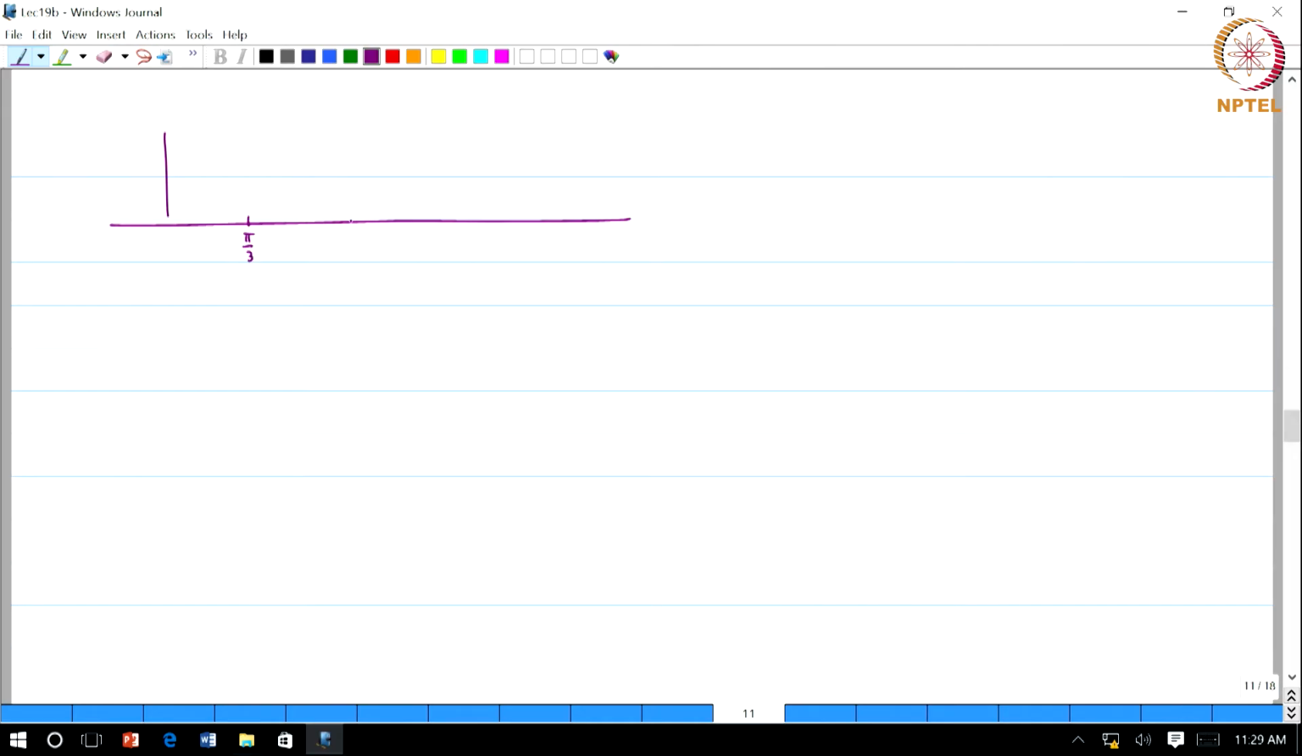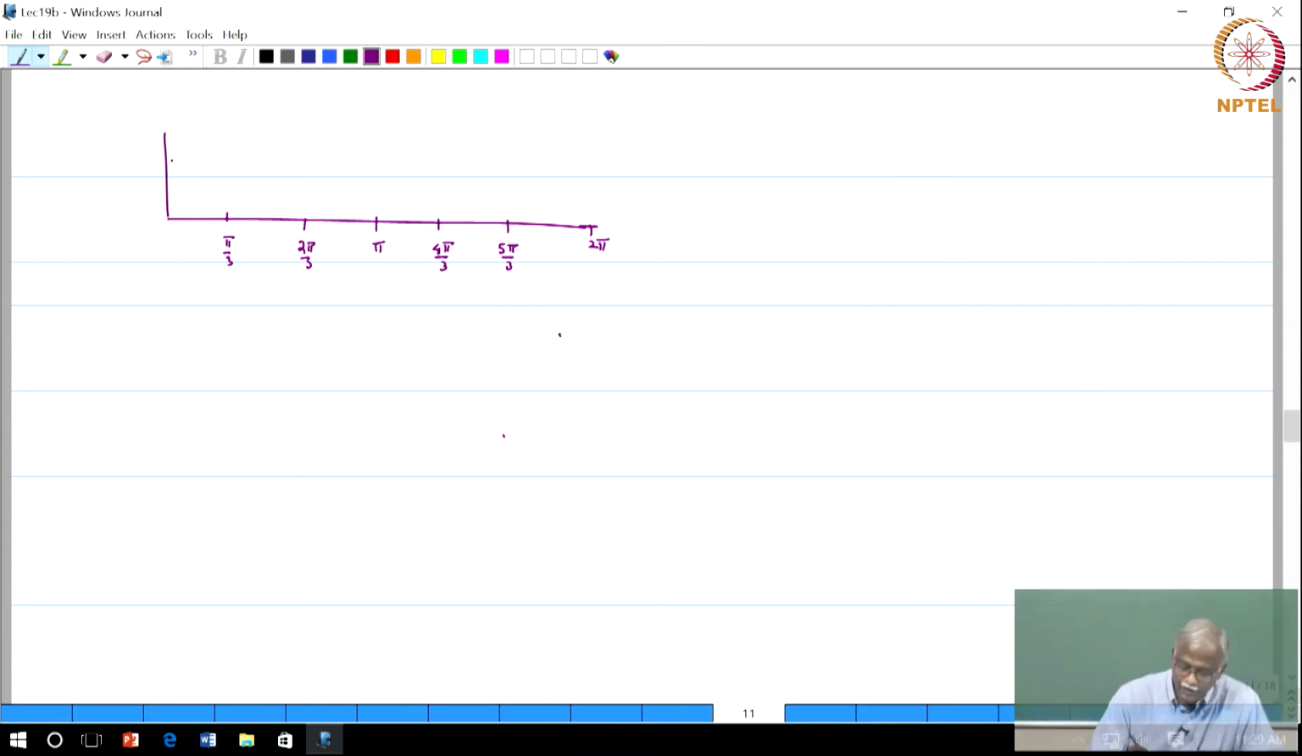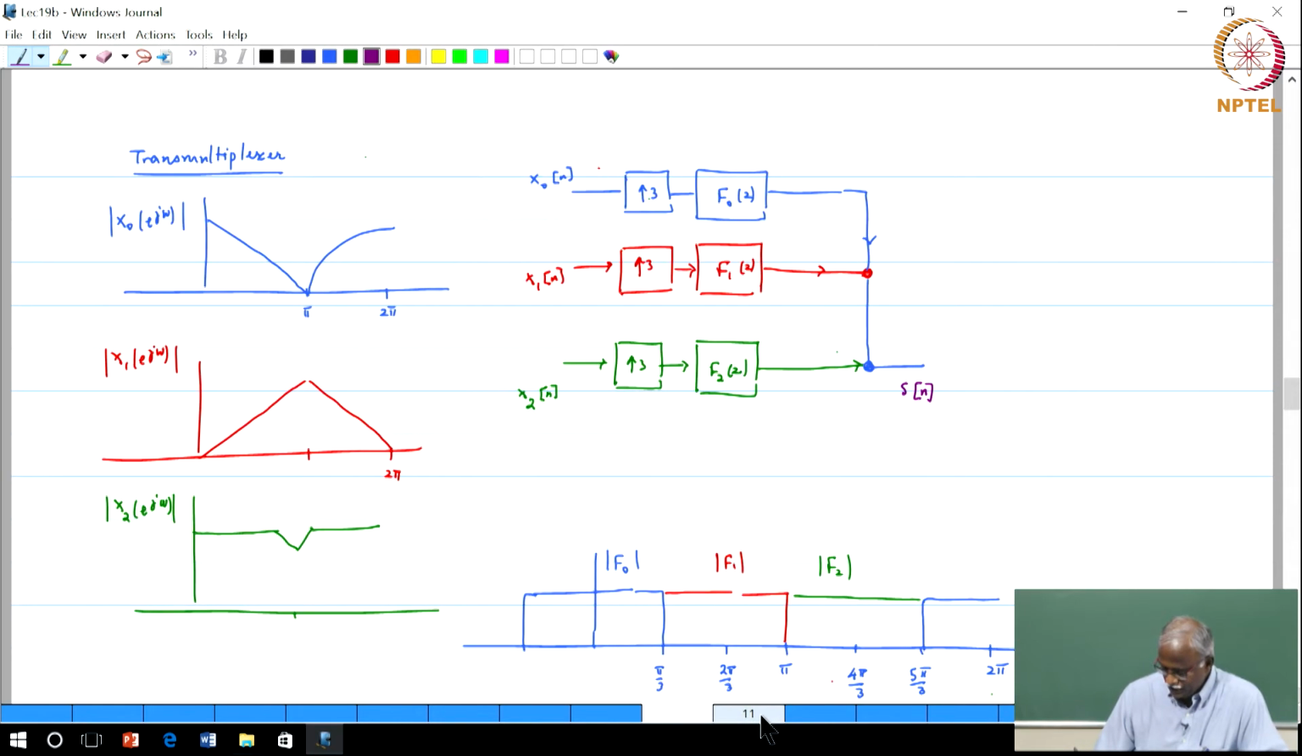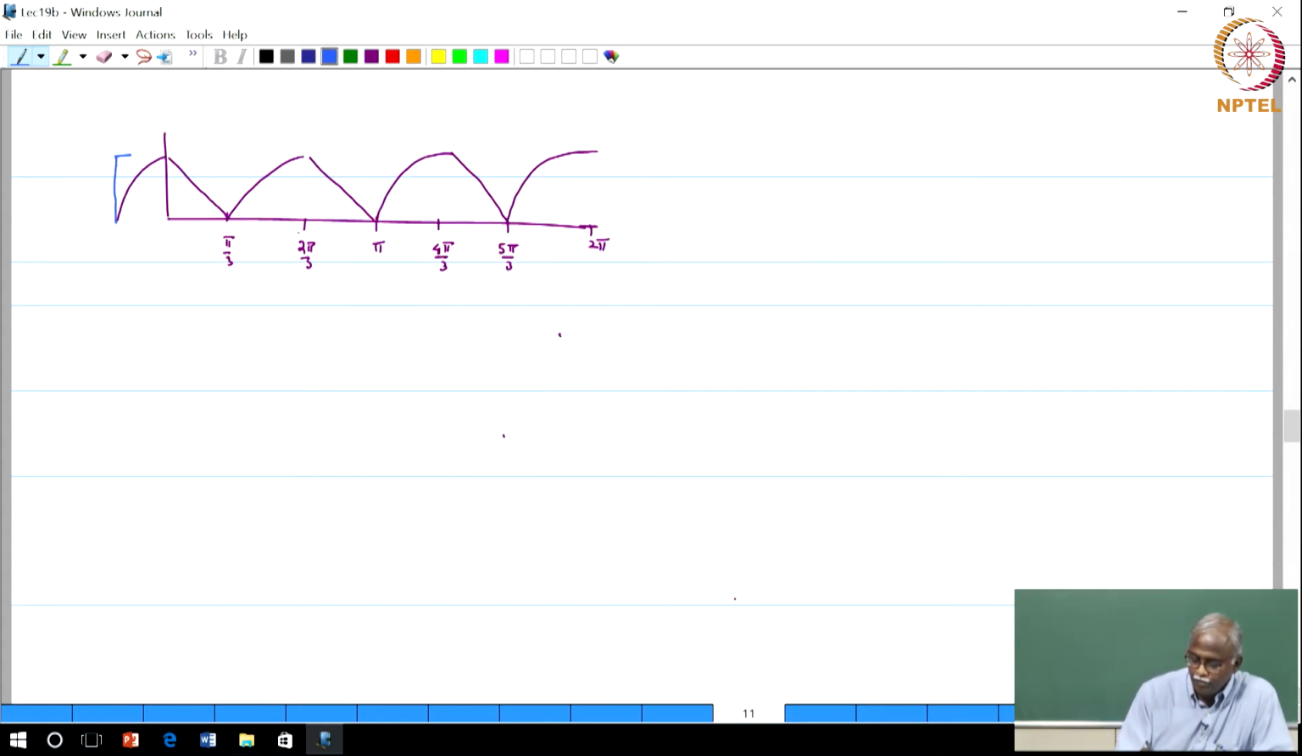Basically this is pi by 3, pi and 2 pi. Let me just draw it equispaced, it will be easier for me to sketch it. So, pi by 3, 2 pi by 3, pi, 4 pi by 3, 5 pi by 3 and 2 pi. Okay. So, now if I upsample by a factor of 3, I am going to get 3 repetitions of the image. That is first repetition, second repetition, third repetition. Okay. And I am going to pick off the, so before that is this one. So, the first branch is going to pick off the portion from minus pi by 3 to pi by 3.